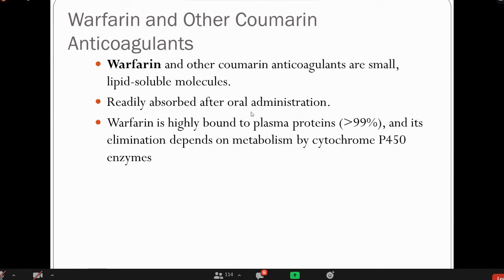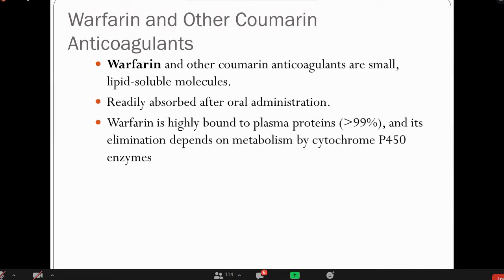Readily absorbed after oral administration, that means rapidly absorbed after oral administration. When we give it orally, its absorption is excellent. Warfarin is highly bound to plasma protein. Is there any clinical importance of knowing this? This is the general concept.